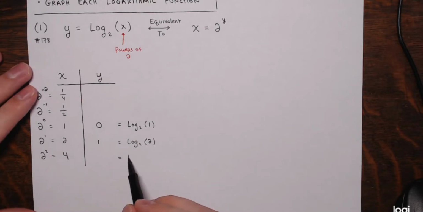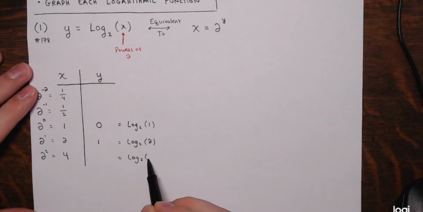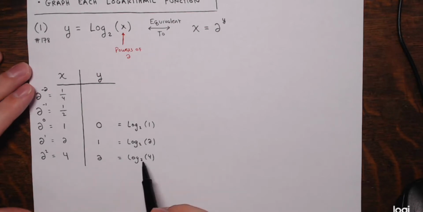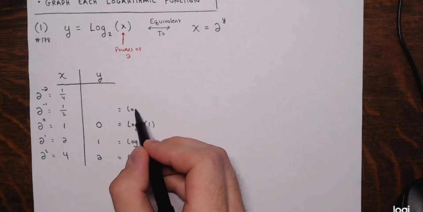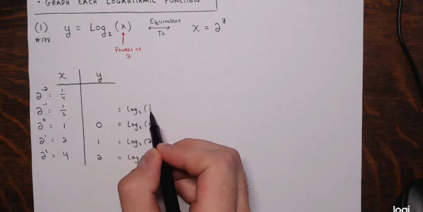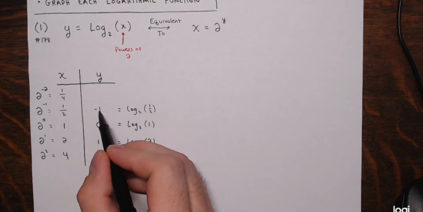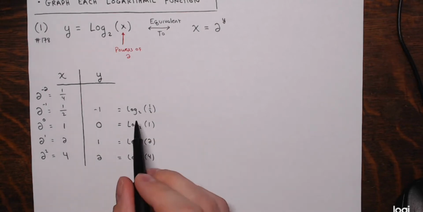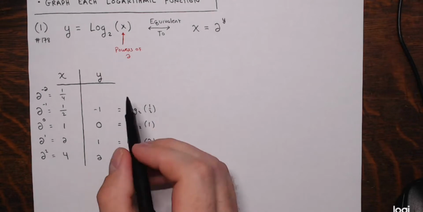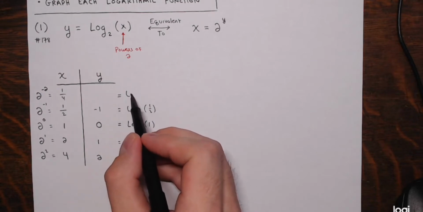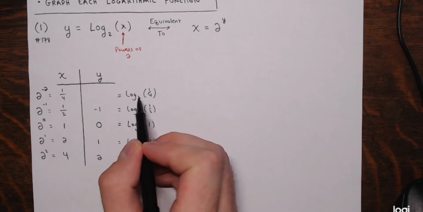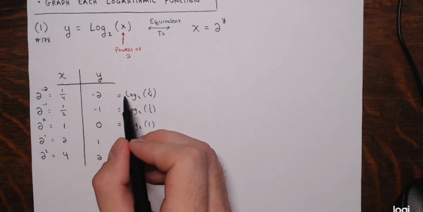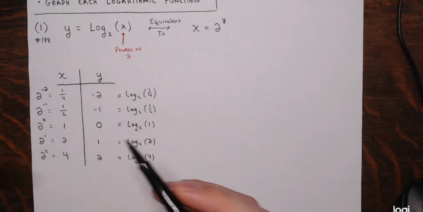Then the log base 2 of 4 is 2, right? 2 to the second power is 4. The log base 2 of 1/2 is -1, right? Since 2 to the -1 power is a half. And the log base 2 of 1/4, when I plug in 1/4 for x, is -2, since 2 to the -2 is 1/4. And I can keep doing this.